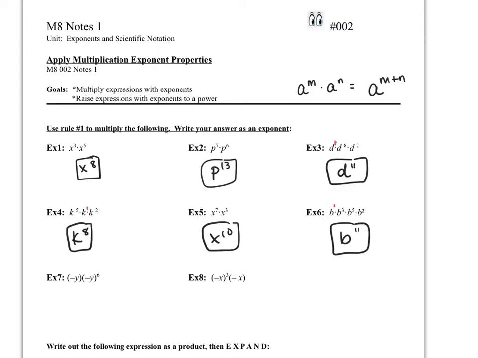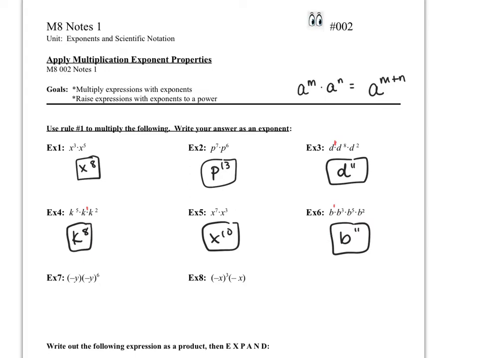So for example 2, I can add the 7 plus 6 to get p to the 13th power. Here I'm adding 8 plus 2 plus this extra 1 to get d to the 11th power. 5 plus 2 plus 1 will get me k to the 8th power. 7 plus 3 will get me x to the 10th power. And here I'm adding 5 plus 3 plus 2 plus 1 to get b to the 11th power.